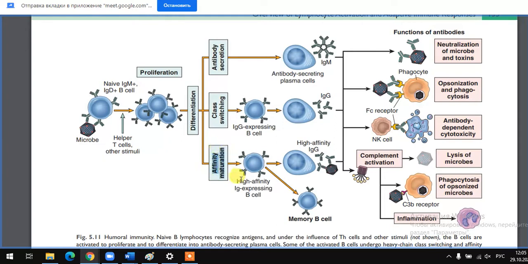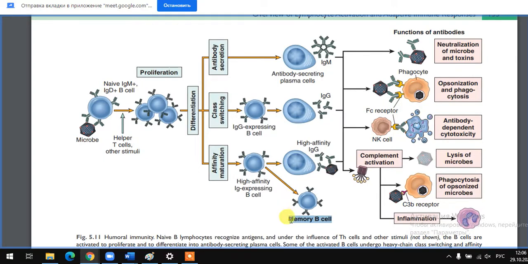So these high affinity Ig expressing B cells, after the maturation period, also produce the high affinity IgG, and then they can kill these viruses or bacteria, doesn't matter. And this affinity maturation happens in this cell, and finally a matured B lymphocyte produces a memory B cell. Memory B cell is the main goal of vaccination. So you see, immunoglobulin might be decreased in amounts, and then we are not protected against the virus.